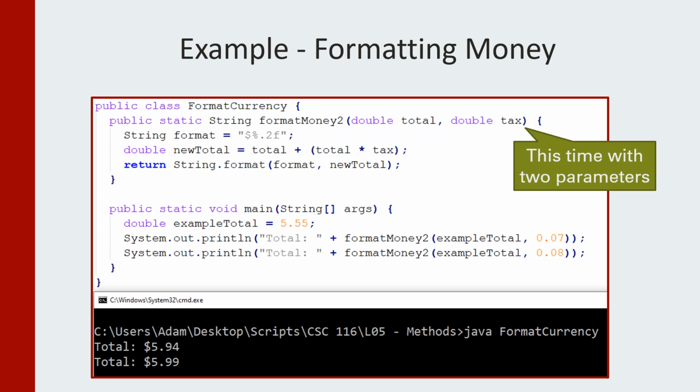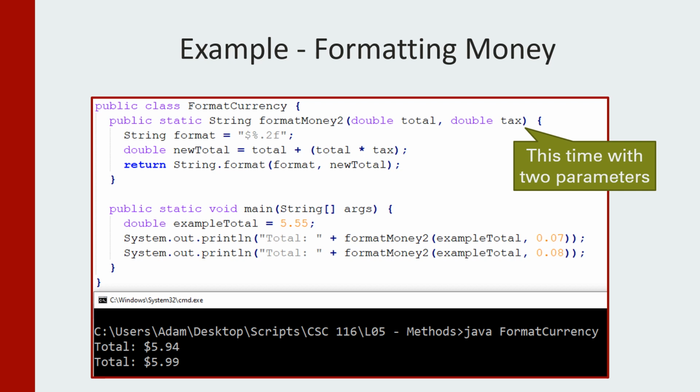Let's look at a slightly different version of this example, where now we're going to have 2 parameters. I'm going to have the total and then the tax. The formatting stays the same, and basically if you go into a store and you buy something and it costs however much, you're also going to pay a sales tax on it. So you're going to have your total plus the total times the percentage of tax. And I'm just going to have this method return the total amount that you will pay.